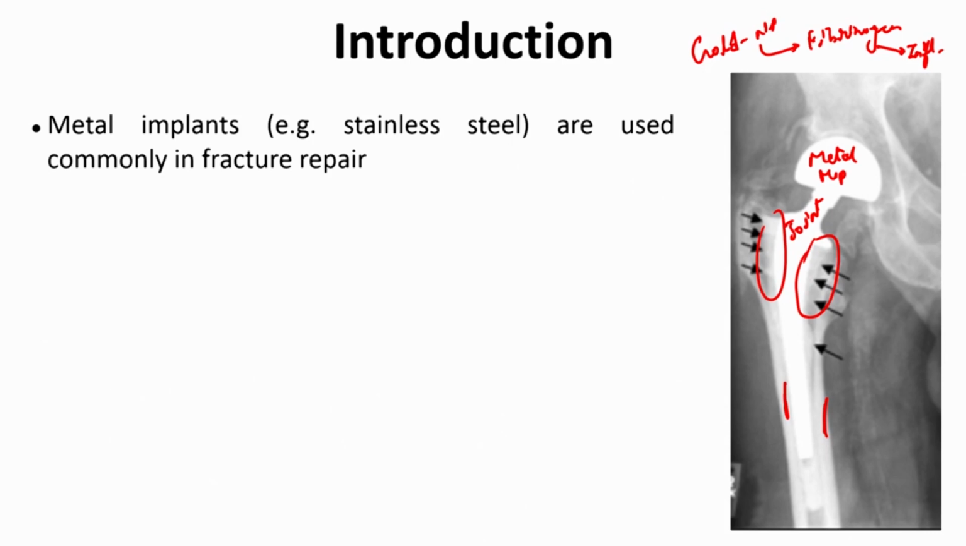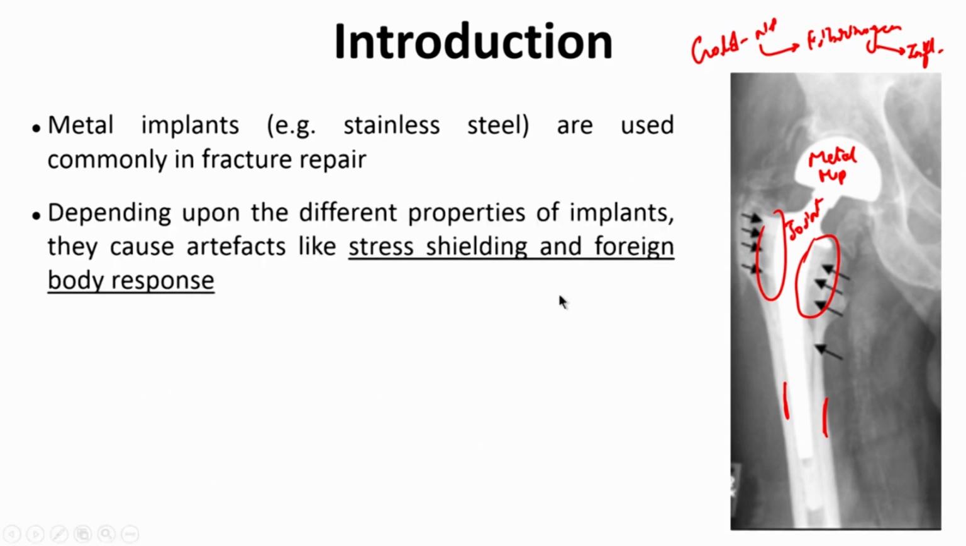So, again these metal implants are commonly used for fracture repair. Depending on the different properties they can cause artifacts, there could be a foreign body response, there could be stress shielding, maybe the mechanical properties do not match up. There are some issues. So, this will eventually lead to implant failure, and now the patient will have to go back to the hospital, they will have to take this metal out, they will have to put in a new metal, and that can still lead to the same problem.